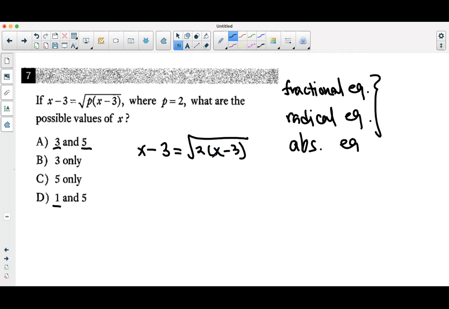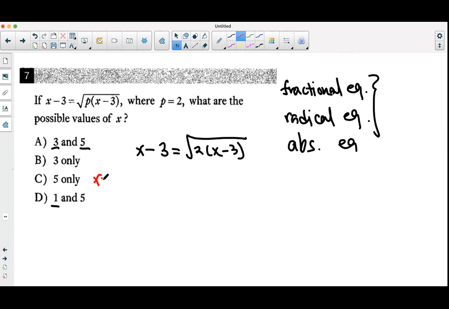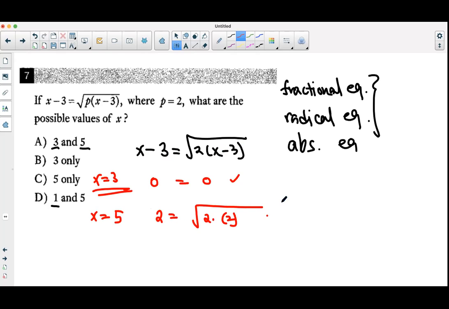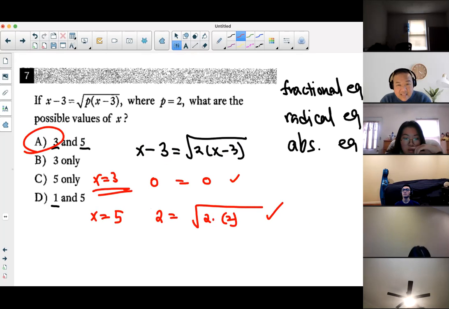So you know what? 3 seems to be very attractive. I'm going to plug in 3. When I plug in 3, my left side becomes 0. My right side also becomes 0. Oh, it works. 3 is okay. How about 5? Because 3 is associated with 5, isn't it? What if x equals 5? Then what do I get, guys? 5 minus 3 becomes 2. And square root of 2 times 5 minus 3 becomes what? Another 2. Guys, are they equal to each other? Yes, it is. So 3 and 5 work. Therefore, choice A. Is that clear, guys?